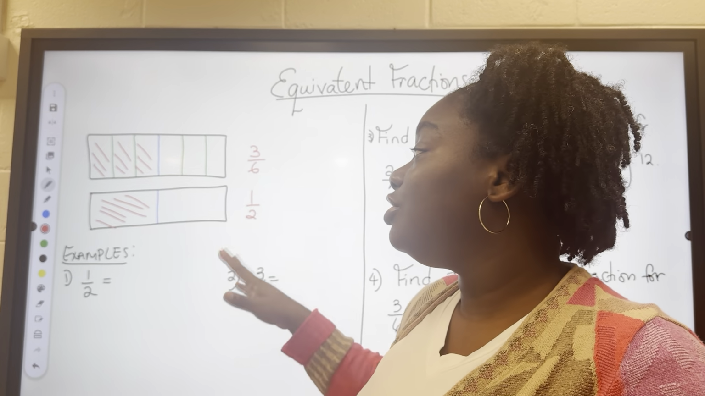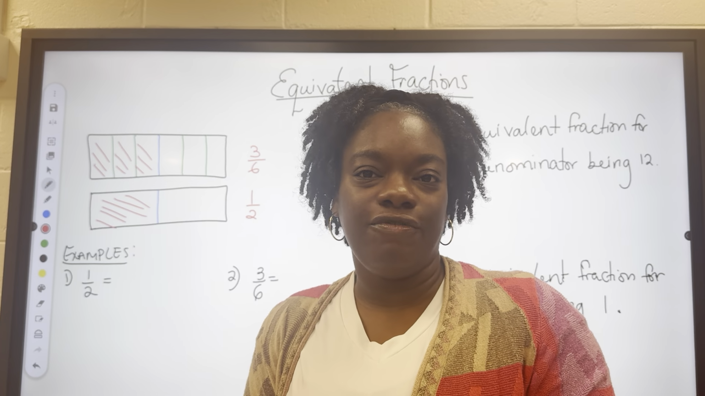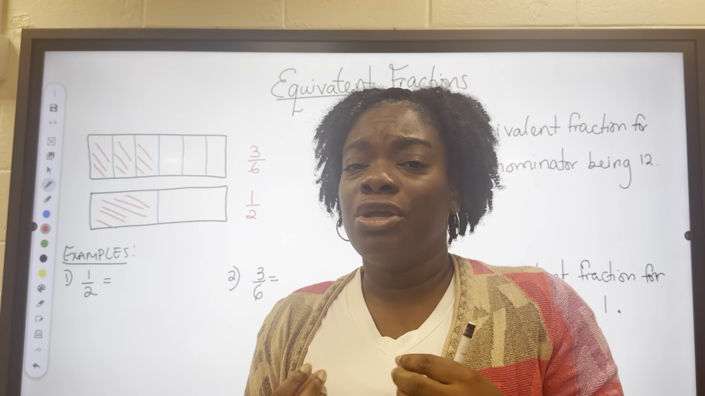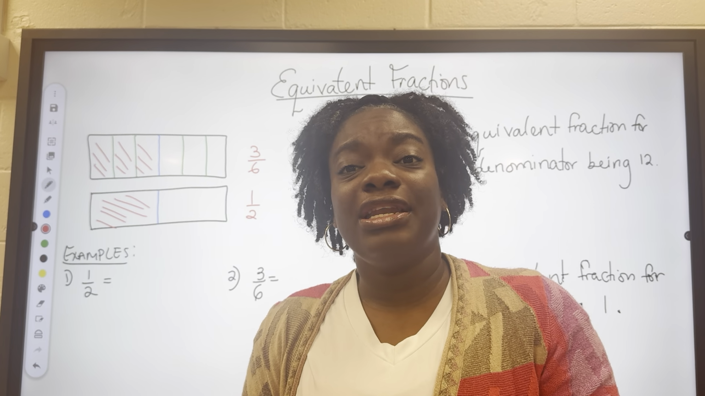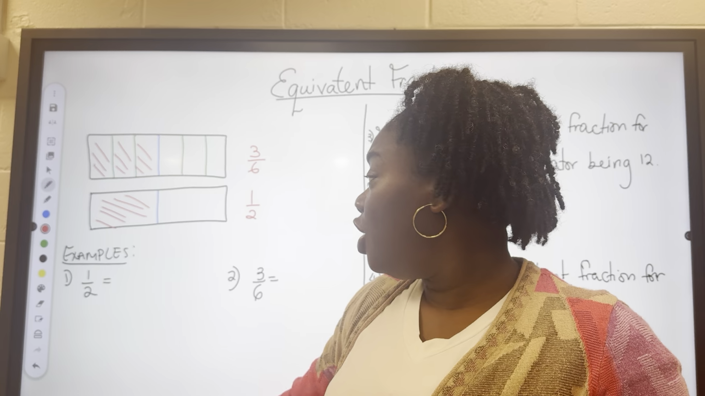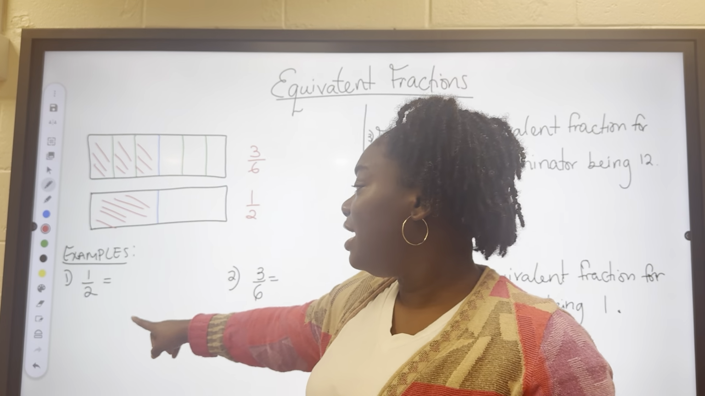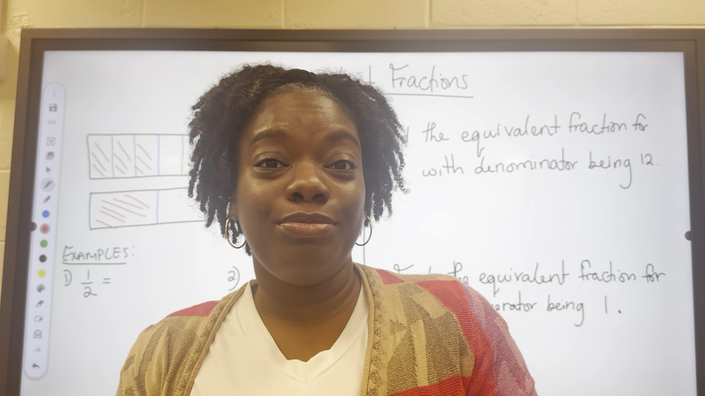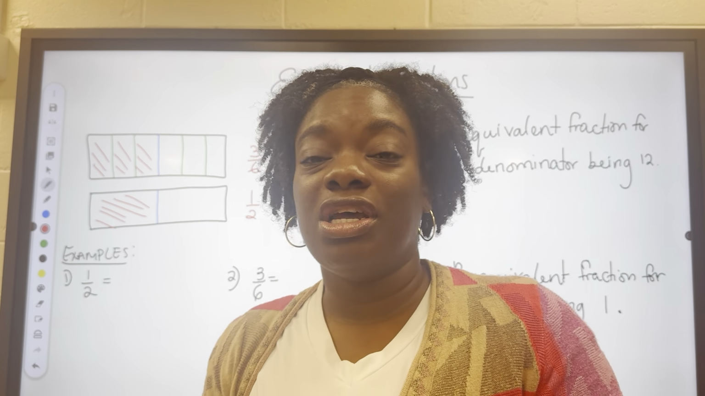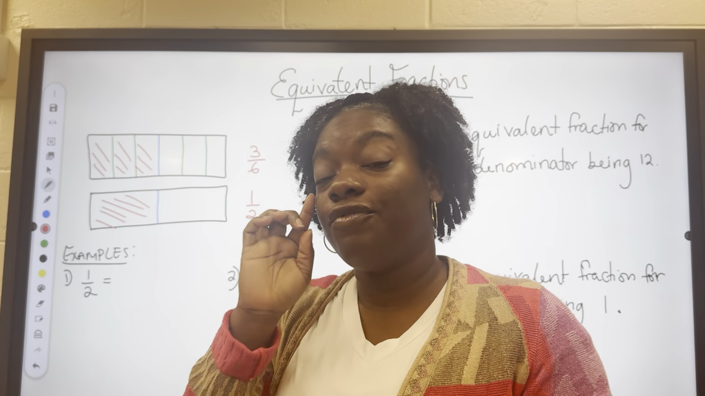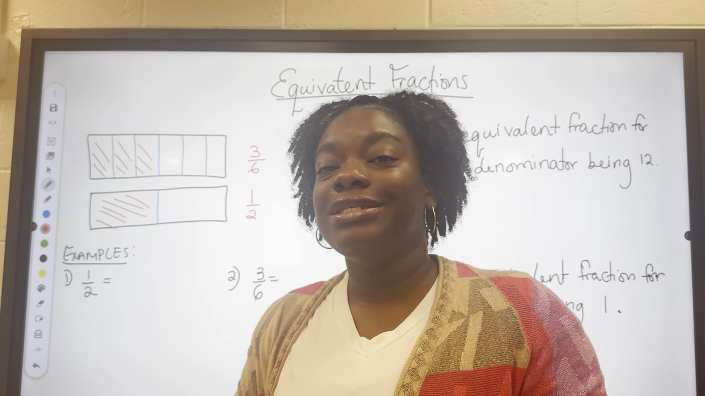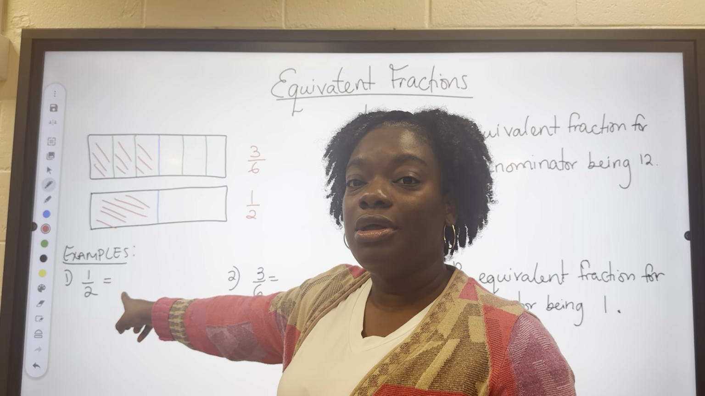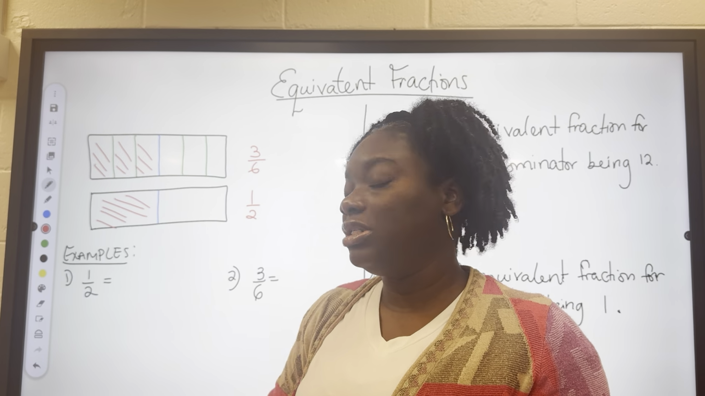So we're going to dive in today into how you write equivalent fractions of a given fraction. You can write them in two ways: you can either multiply or you can divide, based on what the fraction is. Our first fraction is already in its simplest form. I did a video on simplifying fractions, and I'll put the link in the description, so you can go over and watch it if you don't know how to simplify fractions.